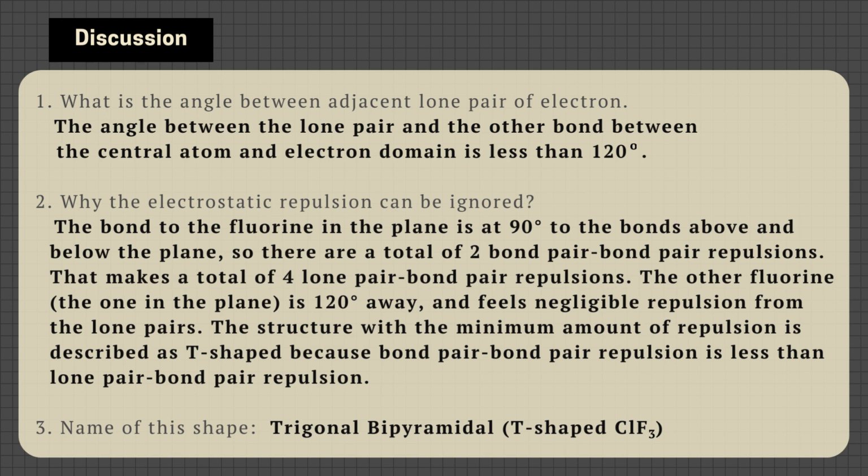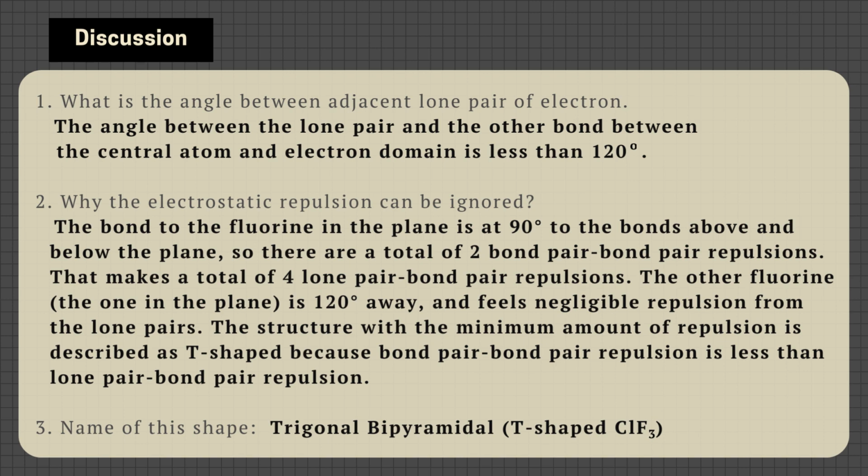The bond to the fluorine in the plane is at 90 degrees to the bonds above and below the plane. So there are a total of 2 bond pair repulsions. That makes a total of 4 lone pair bond pair repulsions. The other fluorine, which is the one in the plane, is 120 degrees away and feels negligible repulsion from the lone pairs.